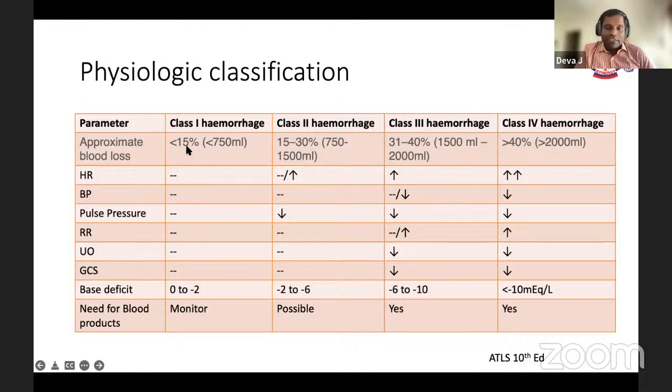You can also base it on the estimated total blood volume. So for a 70 kg male, it's roughly 70 ml per kilo, about 5 liters. If the blood volume lost is less than 15% of the patient's total blood volume, it's class 1. 15 to 30 is class 2, 30 to 40 is class 3, and more than 40 is class 4.